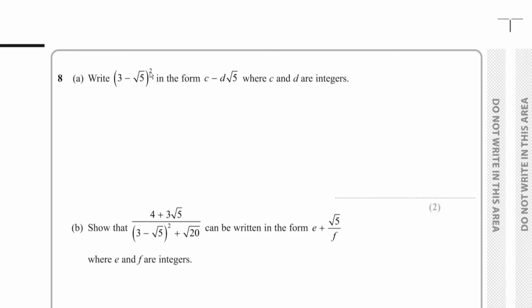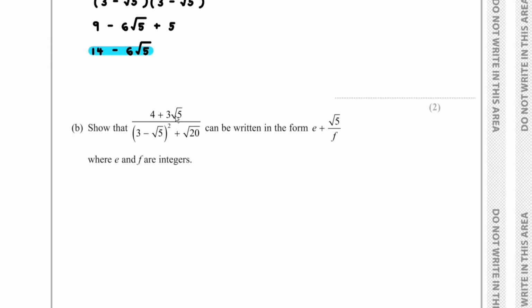So 3 subtract root 5 all squared is the same as 3 subtract root 5 multiplied by 3 subtract root 5. So 3 times 3, that's 9. 3 multiplied by negative root 5 plus negative root 5 multiplied by 3, that's negative 6 root 5. And negative root 5 multiplied by negative root 5, that's positive 5. 9 plus 5, that's 14. So we have 14 subtract 6 root 5, which is our answer.